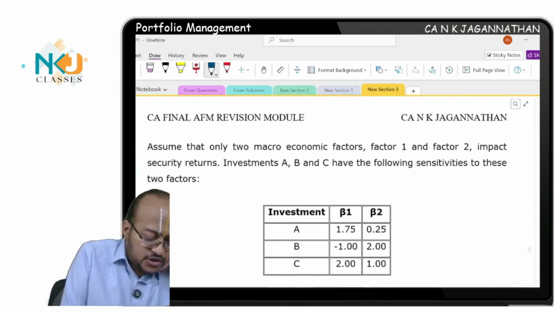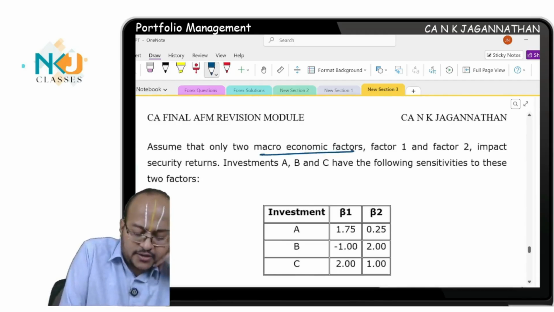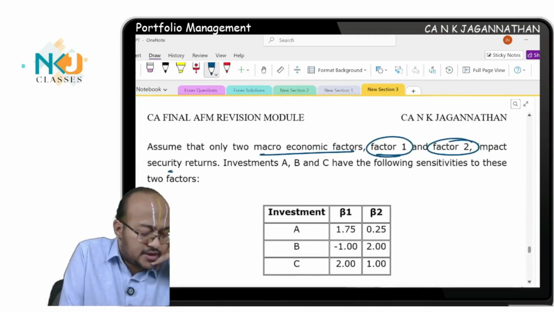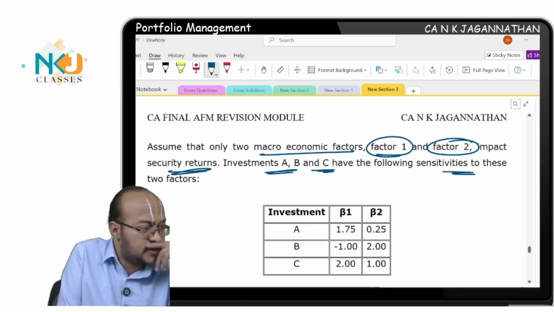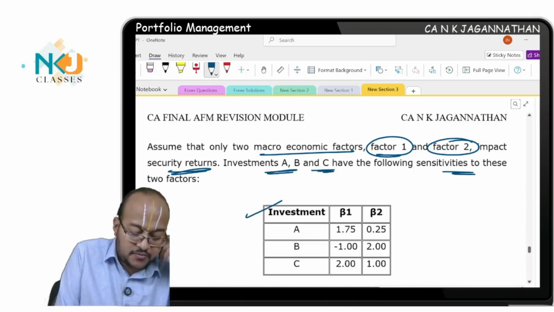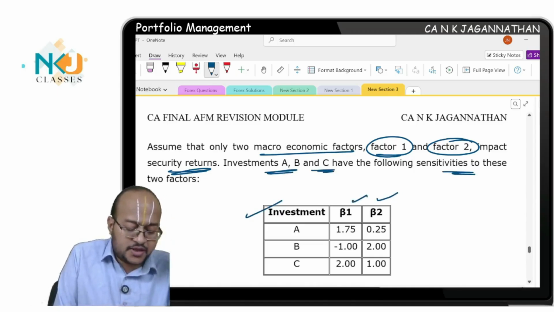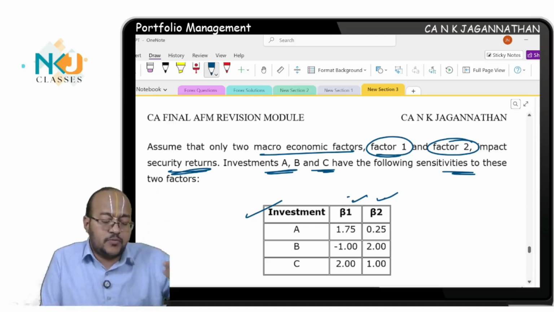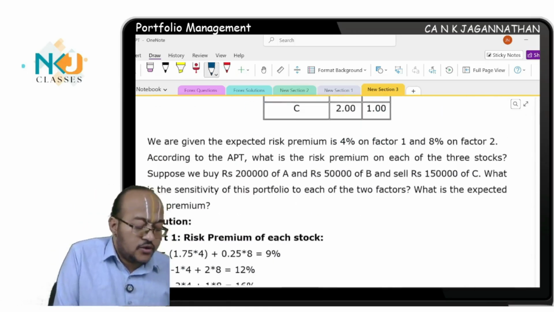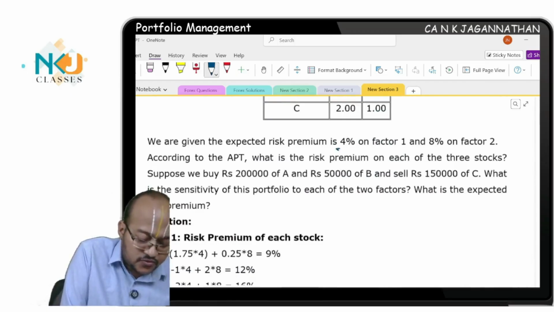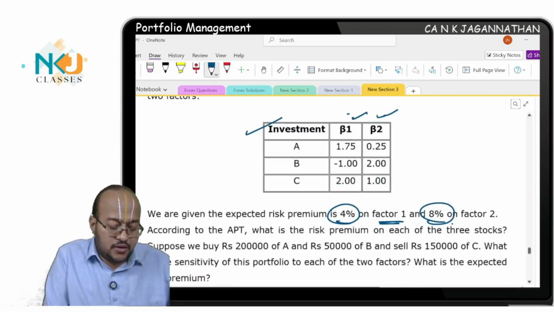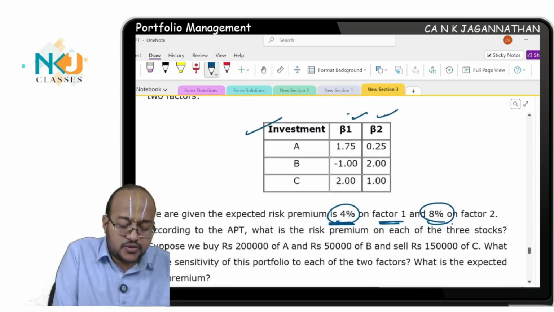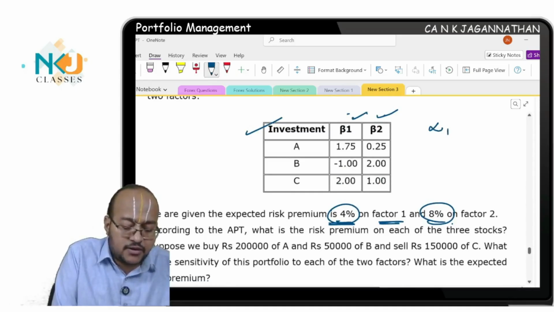Assume that only two macroeconomic factors, factor 1 and factor 2, impact security returns. Investments A, B, C have the following sensitivities to these two factors. Investment beta 1, beta 2 given, which means 3 securities given A, B, C, and there are 2 factors. For the 2 factors, we have been given 2 different beta values. We are given the expected risk premium is 4% on factor 1, 8% on factor 2. Very simple. Expected factor risk premium is nothing but lambda 1.